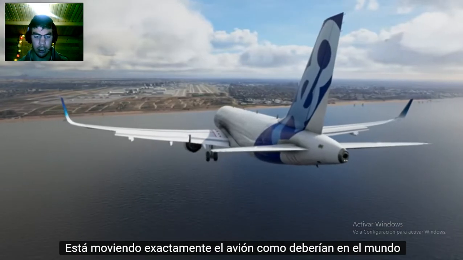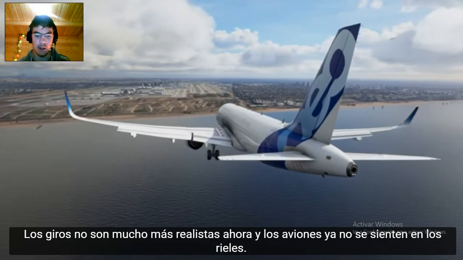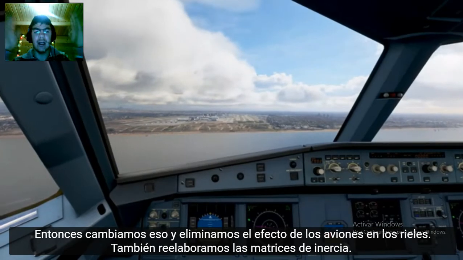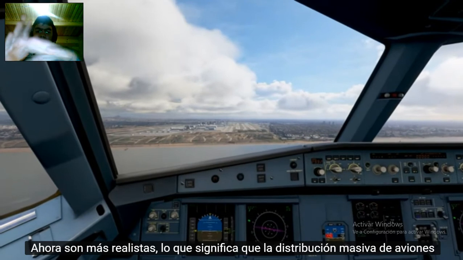It's exactly moving the aircraft as should be. Está moviendo exactamente el avión como deberían. No se sienten en los rails, o sea que antes se sentían como si pilotásemos entre dos rails. Un rail y dos rails. Y el avión está aquí en medio.